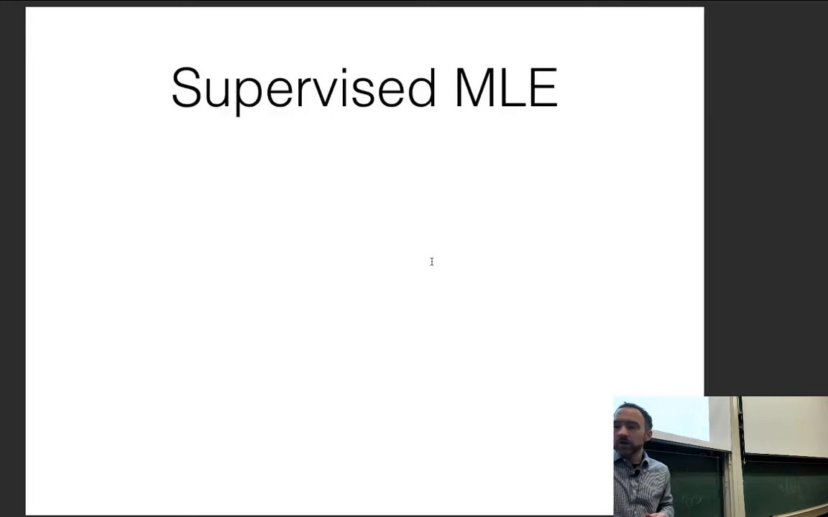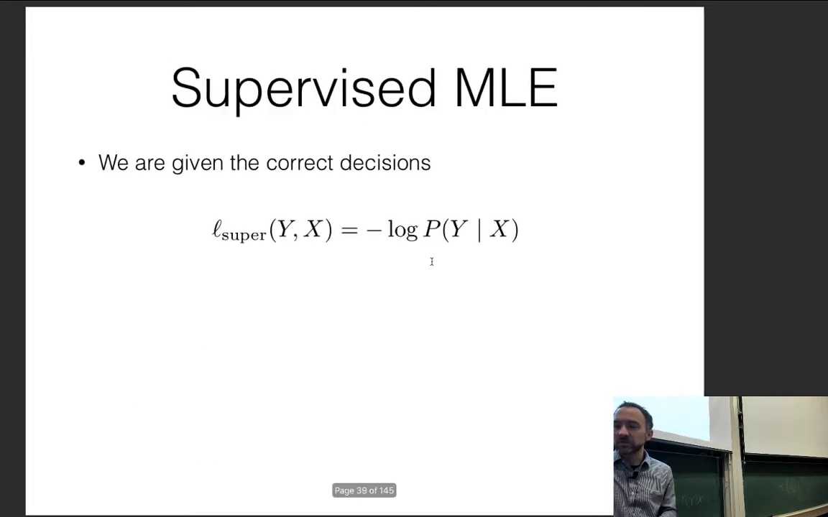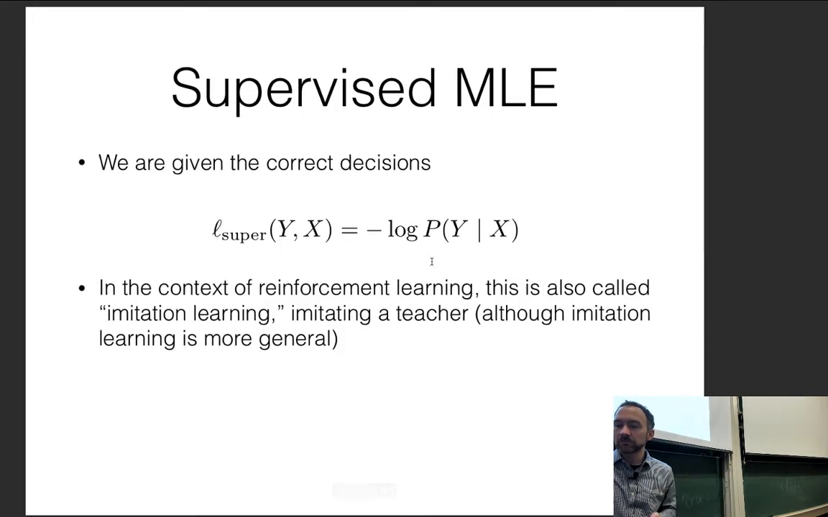Okay, so supervised MLE, sorry, I'm showing this again, but supervised MLE, basically we're optimizing the log probability or minimizing the negative log probability. In the context of reinforcement learning, there's a concept called imitation learning. Imitation learning is basically where you want to imitate a teacher that teaches you how to act in an environment. MLE is one variety of this imitation learning, and there's a lot of other work on imitation learning that you could look up if you're interested in this.